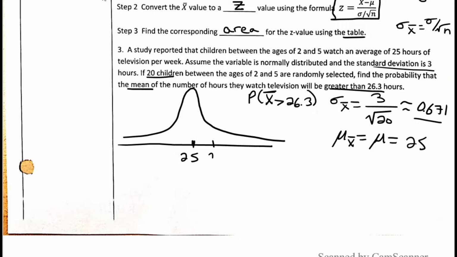So we have 25.671, 26.342, and 27.013. So we got 1, 2, 3.